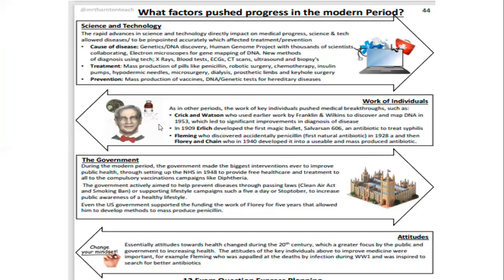I'm just going to leave this bit up for you because obviously, why was there change in the modern period? You can break it down into factors of science and technology, work of individuals, the government and attitudes. So you can read over this at your own pace, but that is everything you need to know on modern medicine.